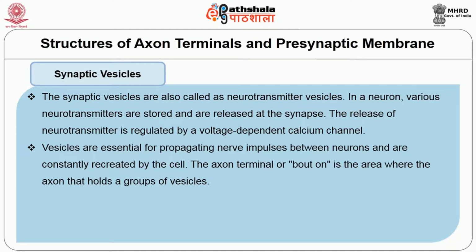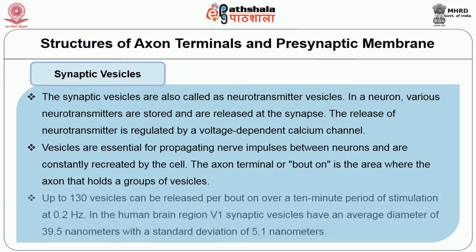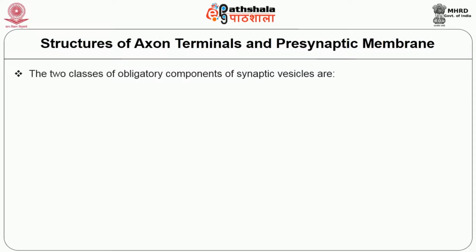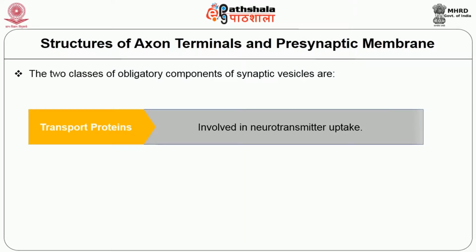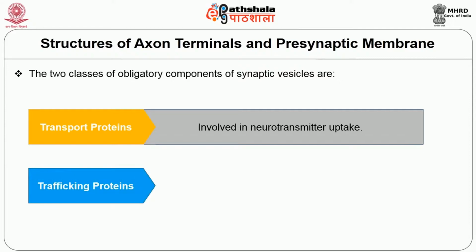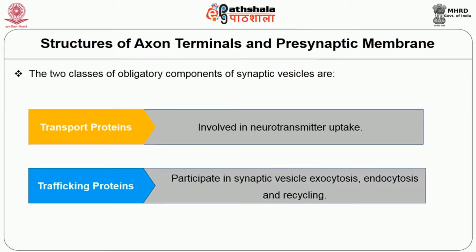The axon terminal or button is the area where the axon holds a group of vesicles. Up to 130 vesicles can be released per button over a 10-minute period of stimulation at 0.2 Hz. In the human brain region, B1 synaptic vesicles have an average diameter of 39.5 nanometers with a standard deviation of 5.1 nanometers. The two classes of obligatory components of synaptic vesicles are called transport proteins, which are involved in neurotransmitter uptake, and trafficking proteins that participate in synaptic vesicle exocytosis, endocytosis, and recycling.